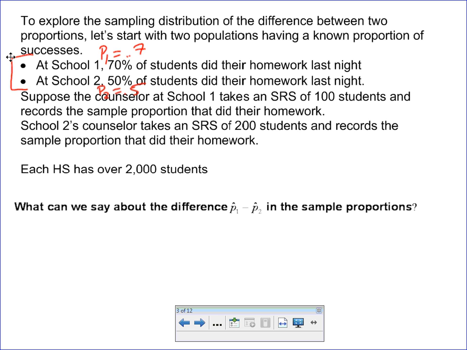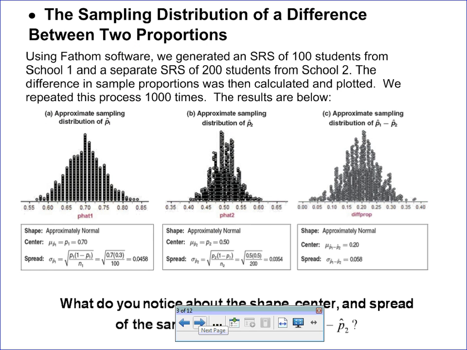But we're going to look and say, hey, what happens if we sample from these two populations? So at school 1, they take an SRS of 100, and at school 2, they take an SRS of 200. Each school has over 2,000 students, so we sampled less than 10%. So what can we say about the difference? What is the sampling distribution of the difference going to look like?